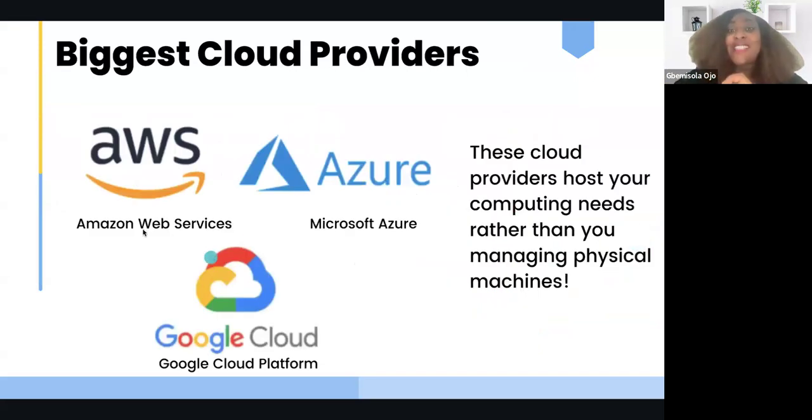So when I say that, okay, I'll come back to Netflix, but the biggest cloud providers we now have globally, we have what we call Amazon Web Services. Some of you may have heard of AWS. We have what we call Microsoft Azure. We have Google Cloud Platform. Those are the three major global cloud providers globally.